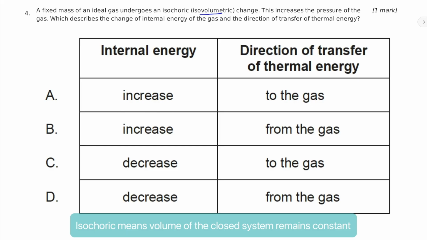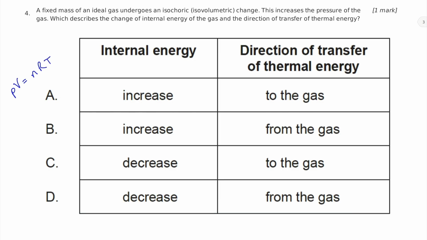This increases the pressure of the gas, which describes the change in internal energy of the gas and direction of transfer of thermal energy. Isochoric means that the volume stays the same. So let's pop in our equation for the ideal gas. And this increases the pressure of the gas. So the pressure increases. And if that stays the same, that stays the same. This is it. That means the temperature increases.